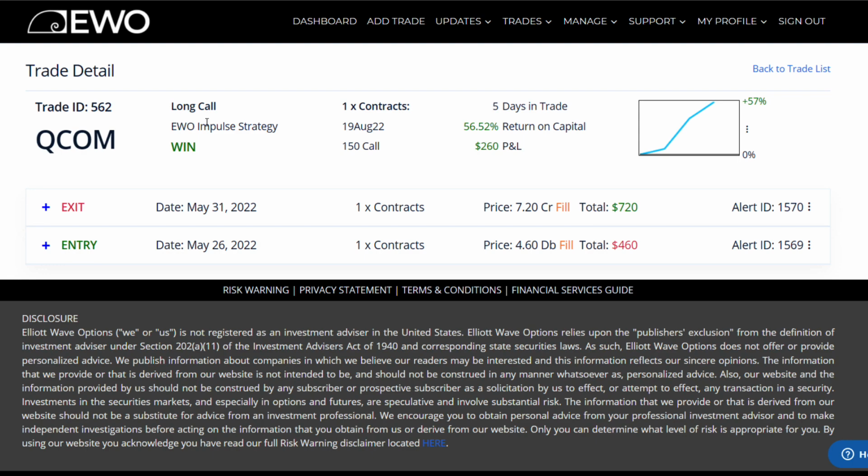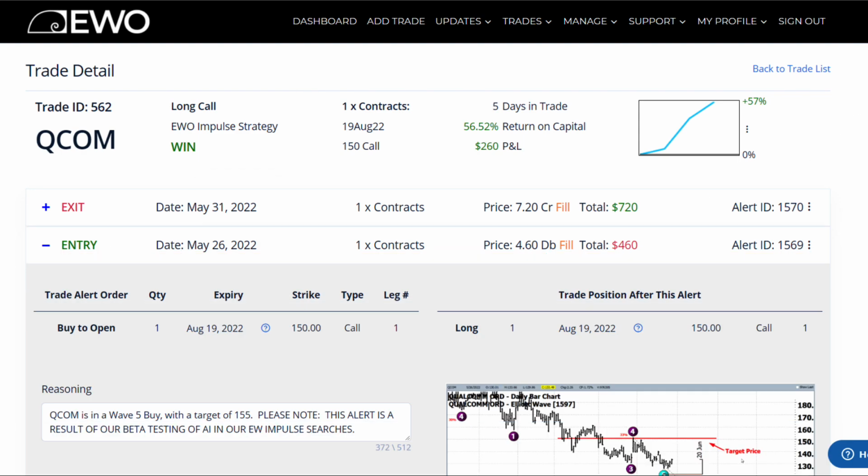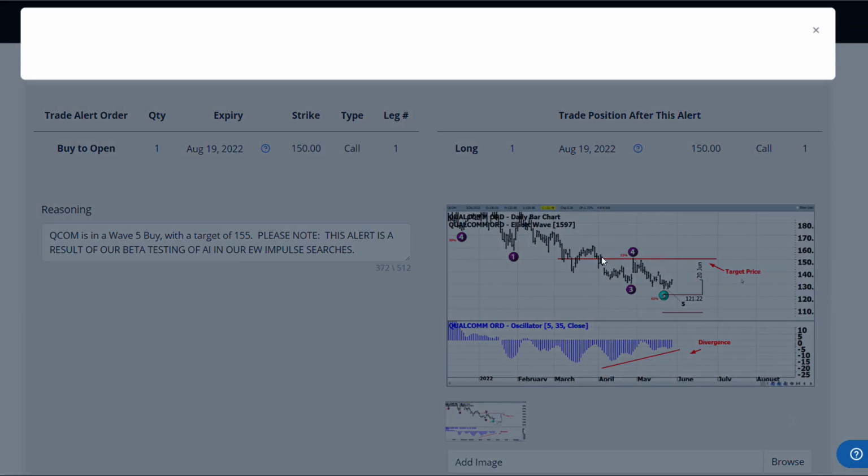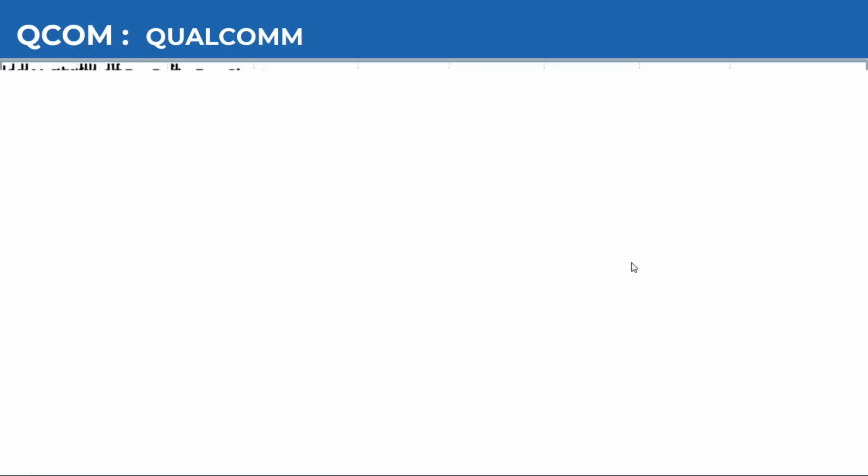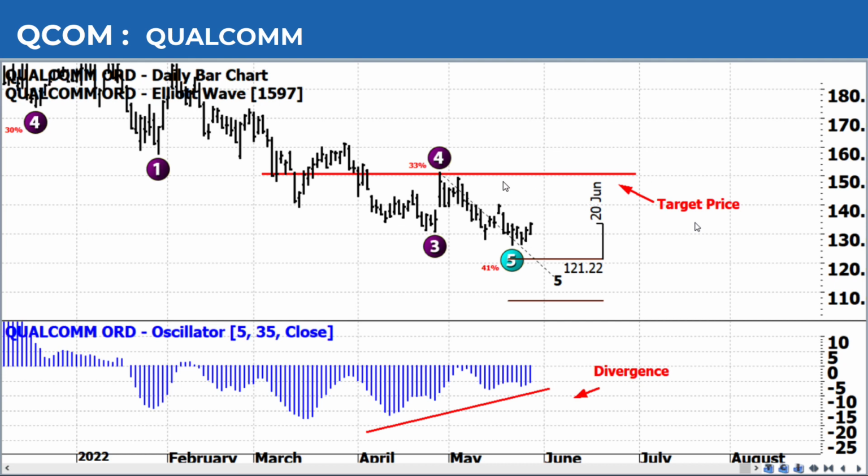As you can see, it was in our impulse strategy, just long calls, the entry on May 26th. Now I want you to take a look at this chart. A couple of interesting things to note on this alert. As you can see, it's in a wave 5 to the downside with a target around 120, somewhere around mid-June, the 20th of June to be exact. So keep that in mind.